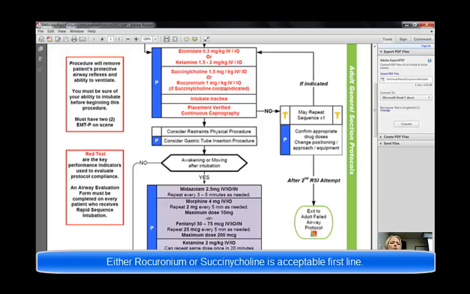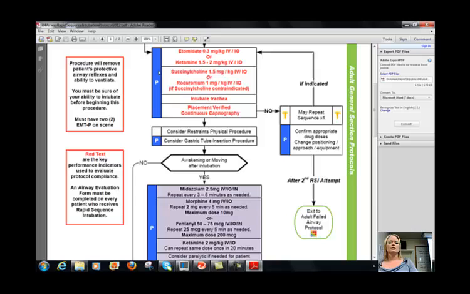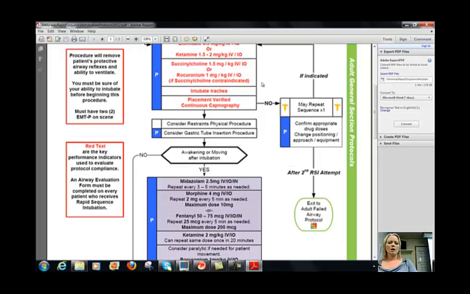There is no true contraindication to SUX. There are relative contraindications, but with that being said, if you want to use ROC, use ROC. If you may suspect hyperkalemia or all the things that we talked about in the medication class, then feel free to use ROC.